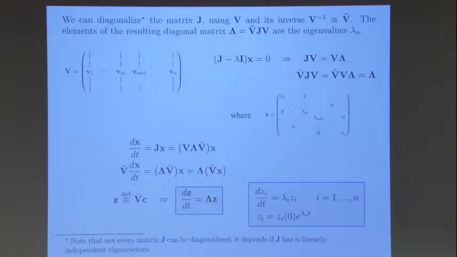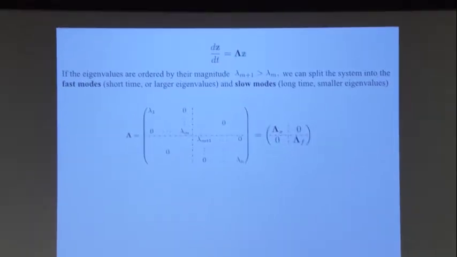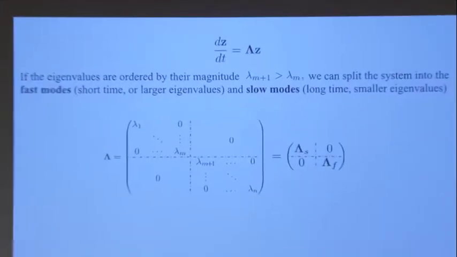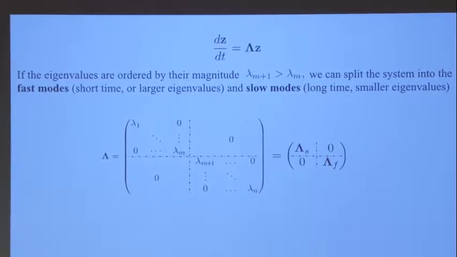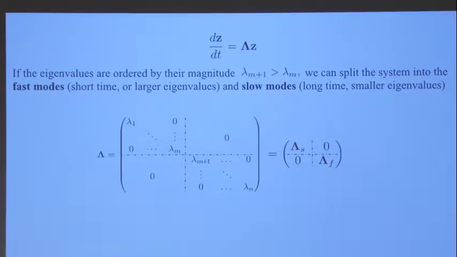So the idea is then if you start with a system like this and you diagonalize it, then the important part of finding the solution is this matrix that involves all the eigenvalues. Now remember that we saw in a few of the examples that we did yesterday that the eigenvalues are essentially the reciprocal of the time scale in the problem.